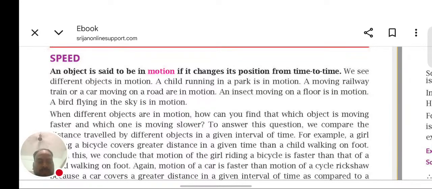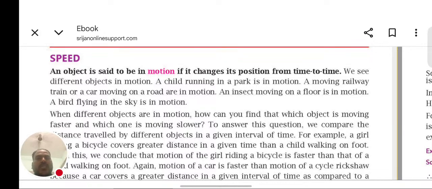Now the next topic which we have is speed. An object is said to be in motion if it changes its position from time to time. So what is motion? When an object or body changes its position with respect to time, with respect to its surroundings, that is known as motion, yes or not?